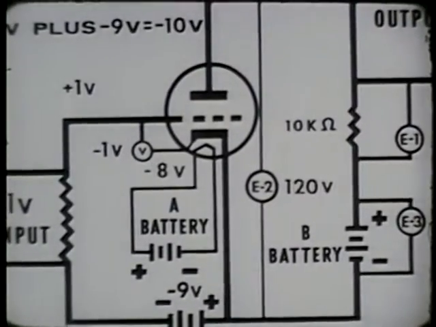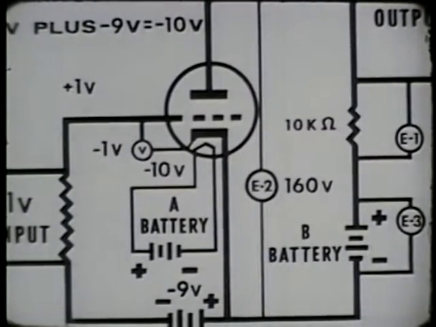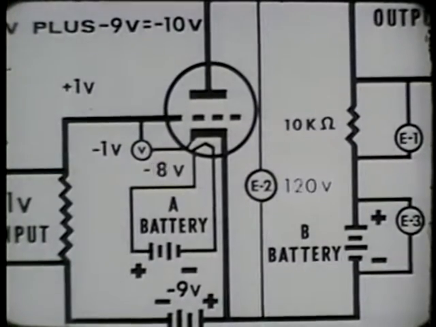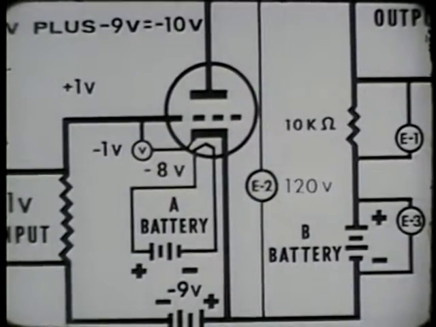Comparing the voltage change between the grid and the cathode to the voltage change between the plate and cathode, we find that there is a 2-volt change in the grid circuit and a 40-volt change in the plate circuit. We have thus amplified the signal voltage 20 times.